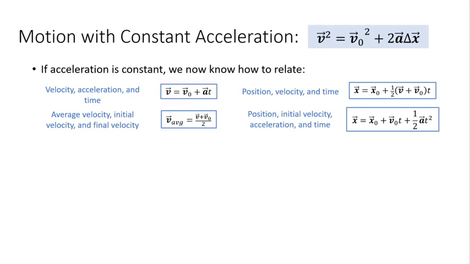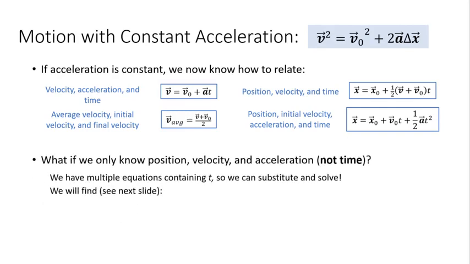Those two things should all be occurring over the same frame of time, starting at t equals 0 and ending at time t. So if we don't know that time, and it's not the thing that we're looking for, then we want to have an equation that doesn't include time that we'll be able to use when we don't know that time frame. So that's our last goal here.